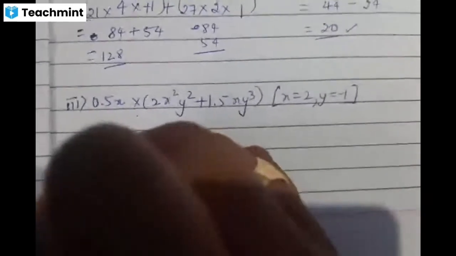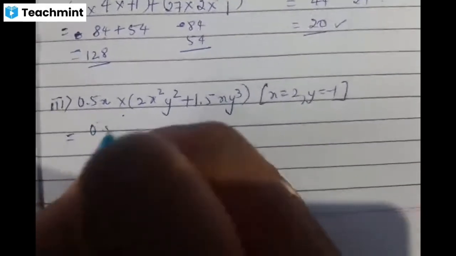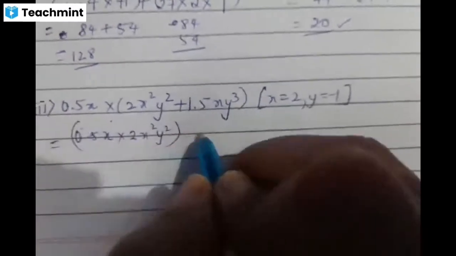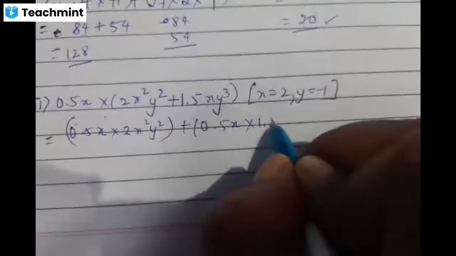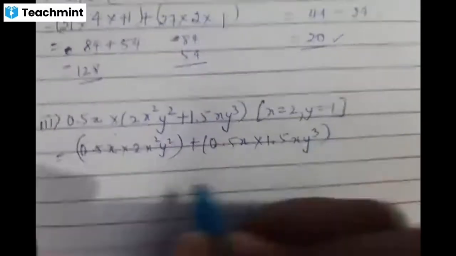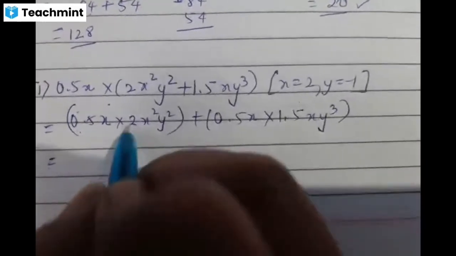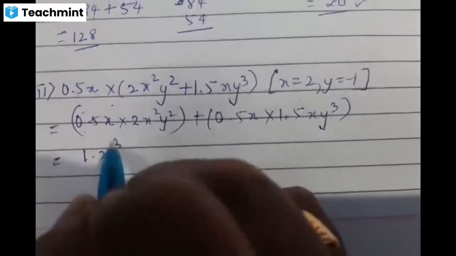Question number 3, 0.5x into a into b plus a into c. 0.5x into 2x square y square plus 0.5x into 1.5 x y to the power of 3. Now you have to first multiply 0.5 into 2, children. It is 1.0. So I'll write 1 x to the power of 3. x into x square is x cube, y to the power of 2 as it is.